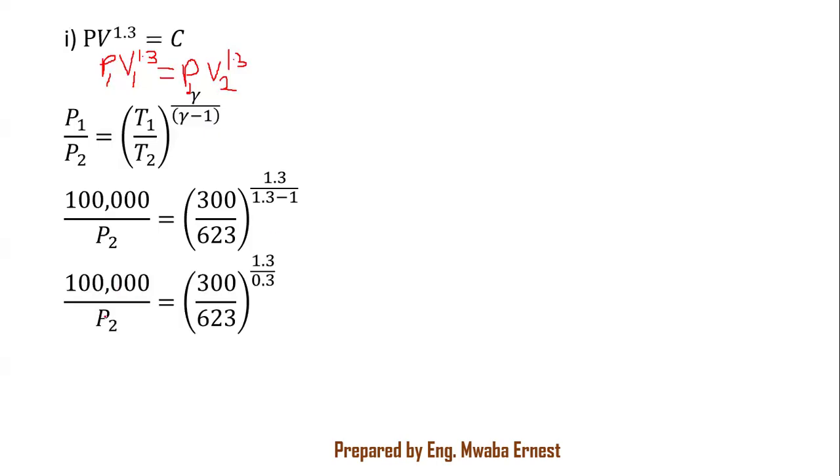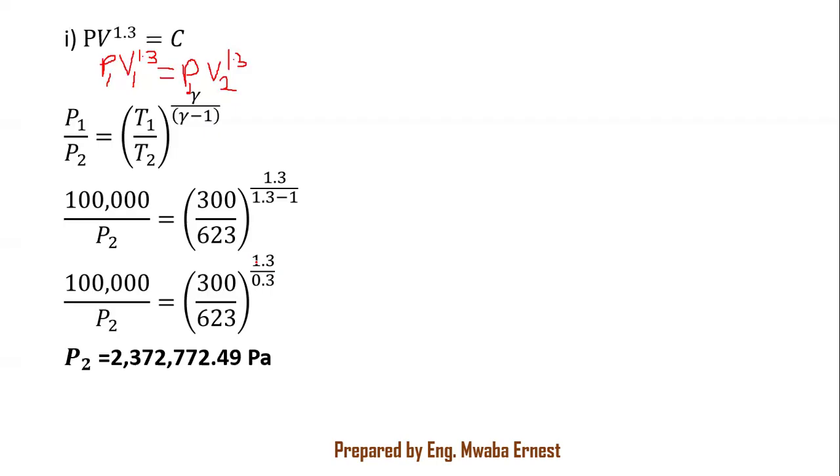So 100,000 over P2 is equal to 300 over 623. When you subtract these two, you end up with 0.3. On top, there's still that 1.3. So our answer for the final pressure is 2,372,772.49 pascals.